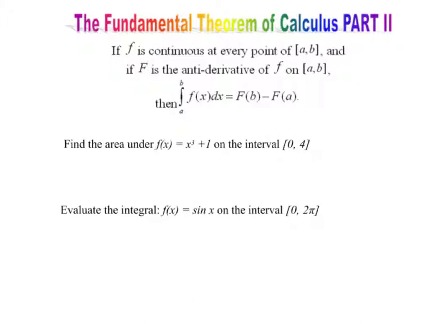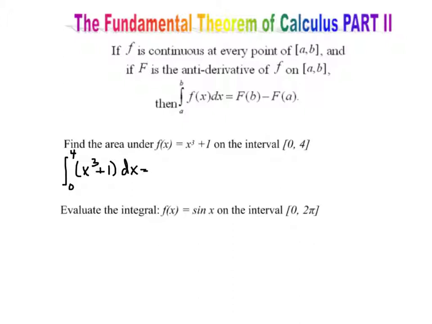Now, all of that leads to this. If a function is continuous at every point, and big F is its antiderivative, then to find the area of little f of x, we find the antiderivative and evaluate at the right endpoint and the left endpoint, and then simply find the difference. We began talking about that in the last video. So the area under x cubed plus 1 on the interval 0 to 4 is the integral of x cubed plus 1 dx.